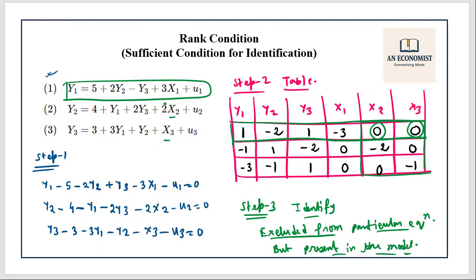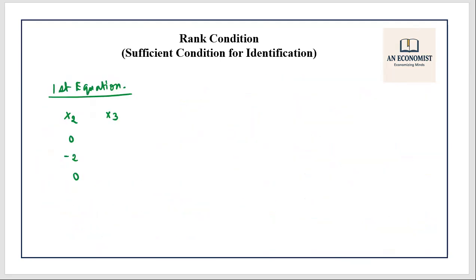And under x3, what do you have? 0, 0, -1. Right here, 0, 0, -1. And form a matrix out of this. This is a 3 cross 2 matrix, if you see. There are 3 rows and 2 columns. x2 and x3 are two excluded instruments, and now you want to know whether they are relevant or not. That is when the rank condition comes into the picture.